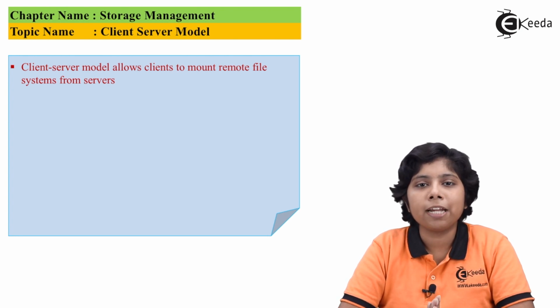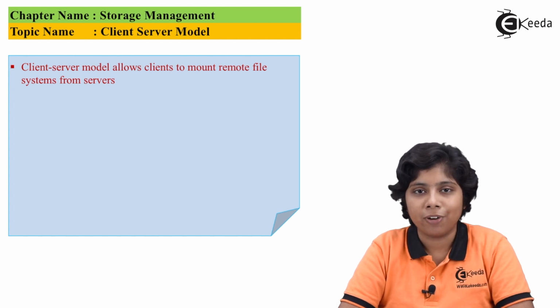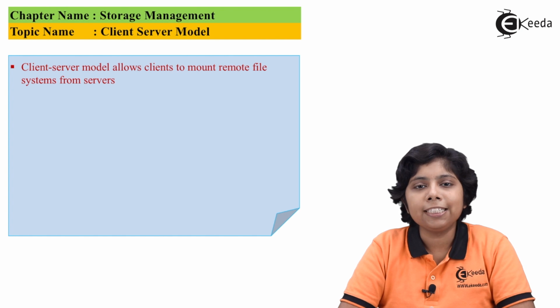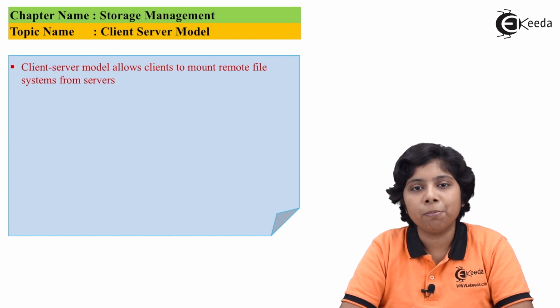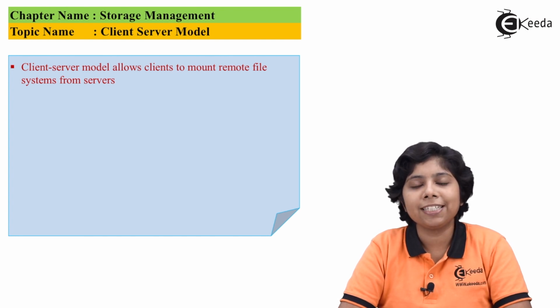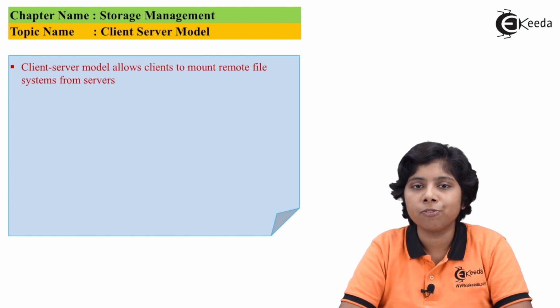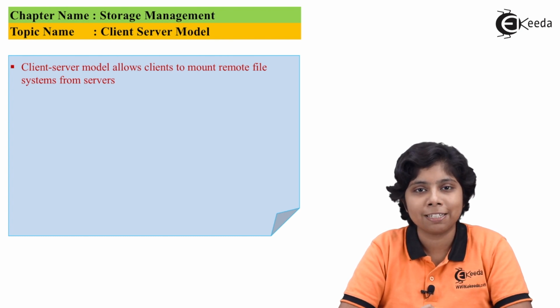Now, a client can specifically tell which server it needs to request. A client can request, and the server can specify which resource has to be shared with which clients. In many operating systems, many clients can be supported by one server, or one server can support many clients, depending on the client-server implementation of that particular file system.